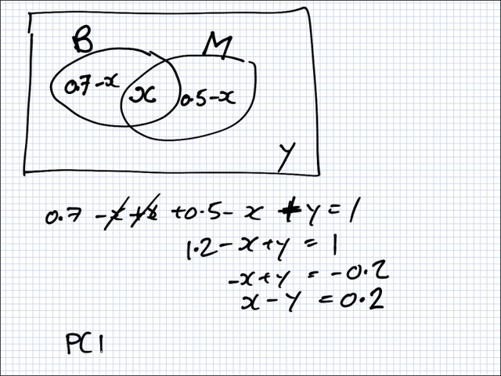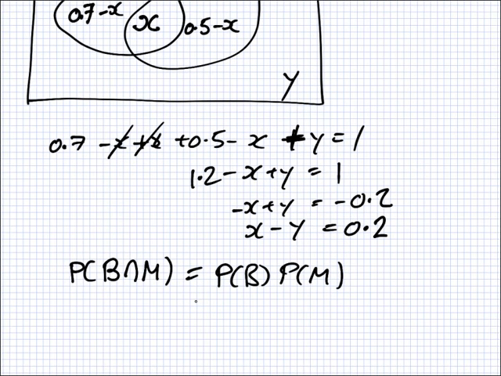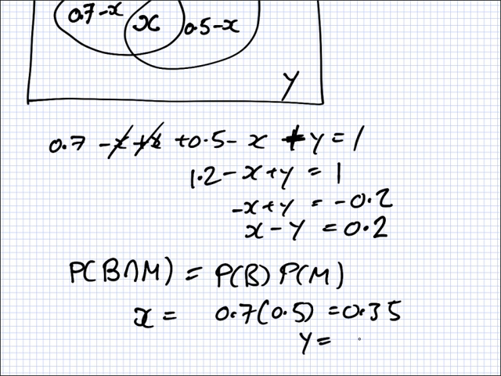Probability of, in this case, B and M should equal PB times PM. Now that's actually really nice, because this here is X. This here, what was it, 0.7, and this here 0.5, so that's 0.35. If that's 0.35, then Y must be equal to 0.15, if you sub that back in there.